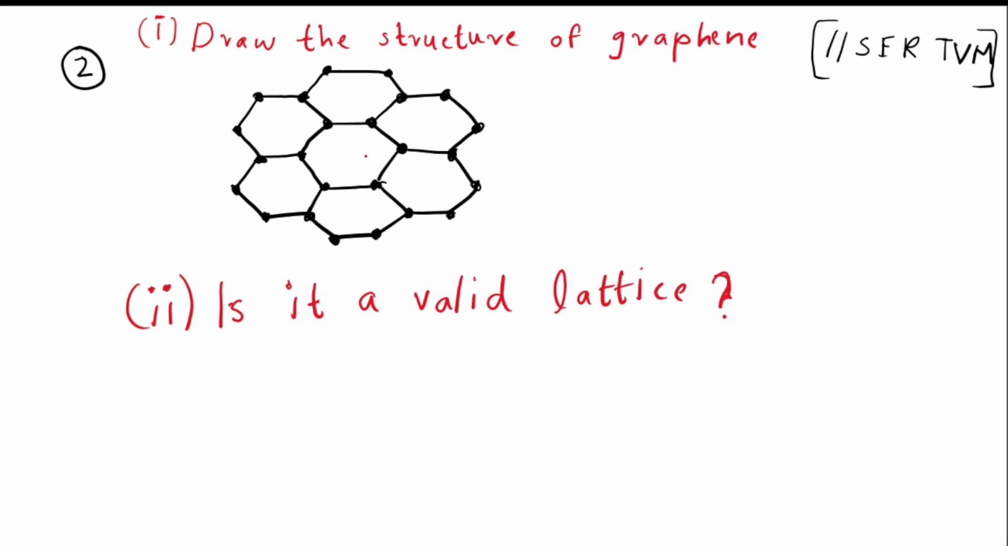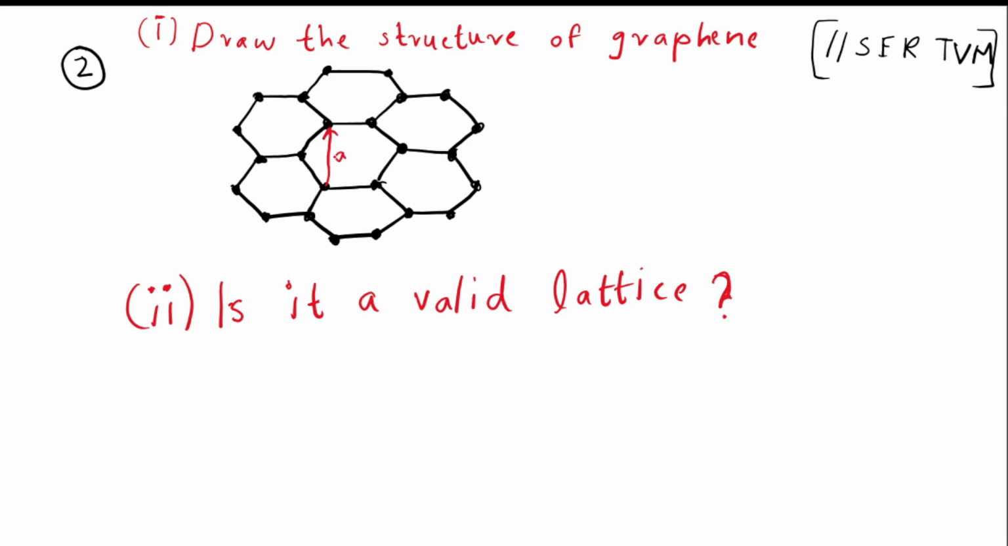So let's check here. Is it identical? Is the environment of all points identical? Let's see this point. If you are considering this point at a particular distance north of this point, say this distance, let it be A.